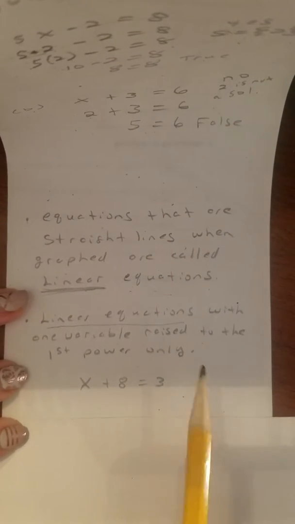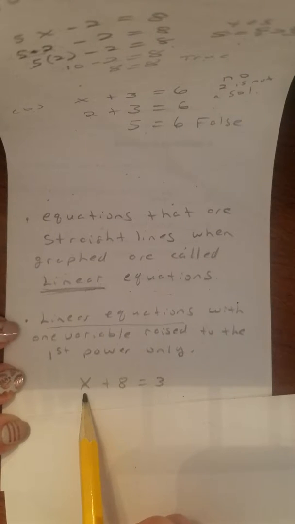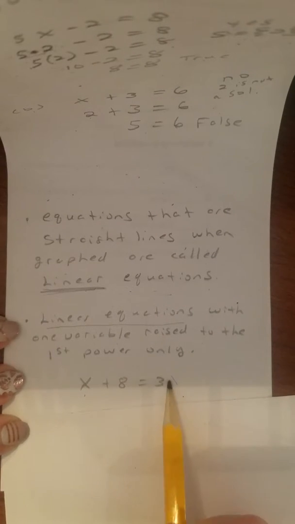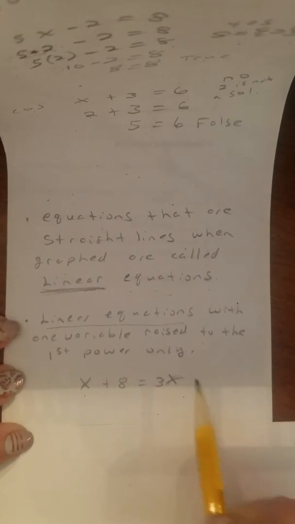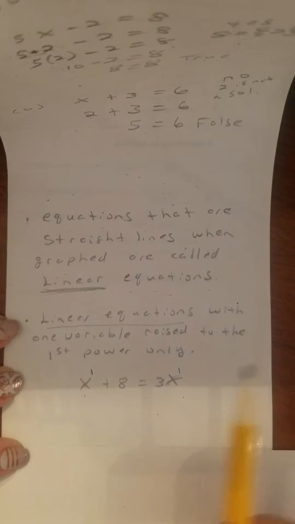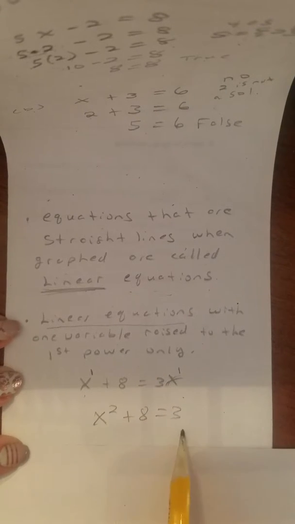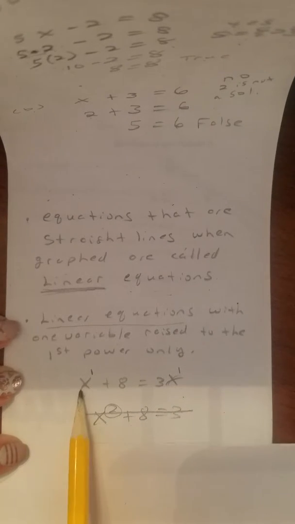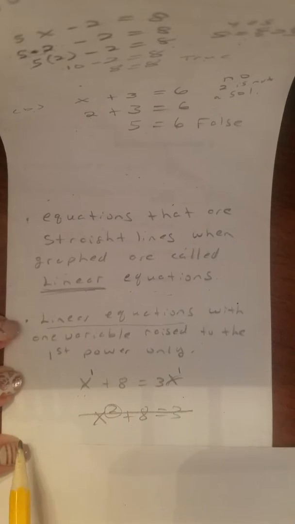Well, here's a linear equation. We have the one variable, we only have x. I could have an x over here. I still have only one type of variable, right? And they're raised to the first power. If I had x squared plus 8 equals 3, this is no longer a linear equation because it's to the power of 2. So remember, a linear equation is represented with one variable and it has the first power.